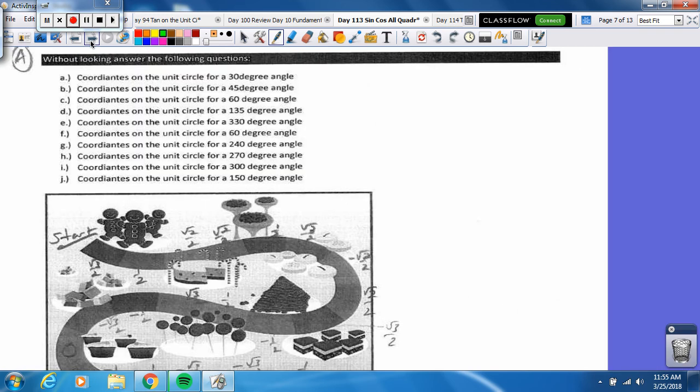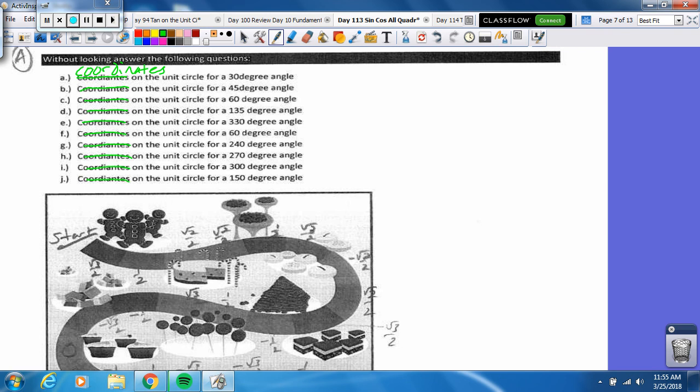Okay, so now we're going to practice a little bit. Sorry, coordinates is misspelled here. Coordinates. That's how you spell it, and all these. Sorry about that. Spell check must have messed me up.